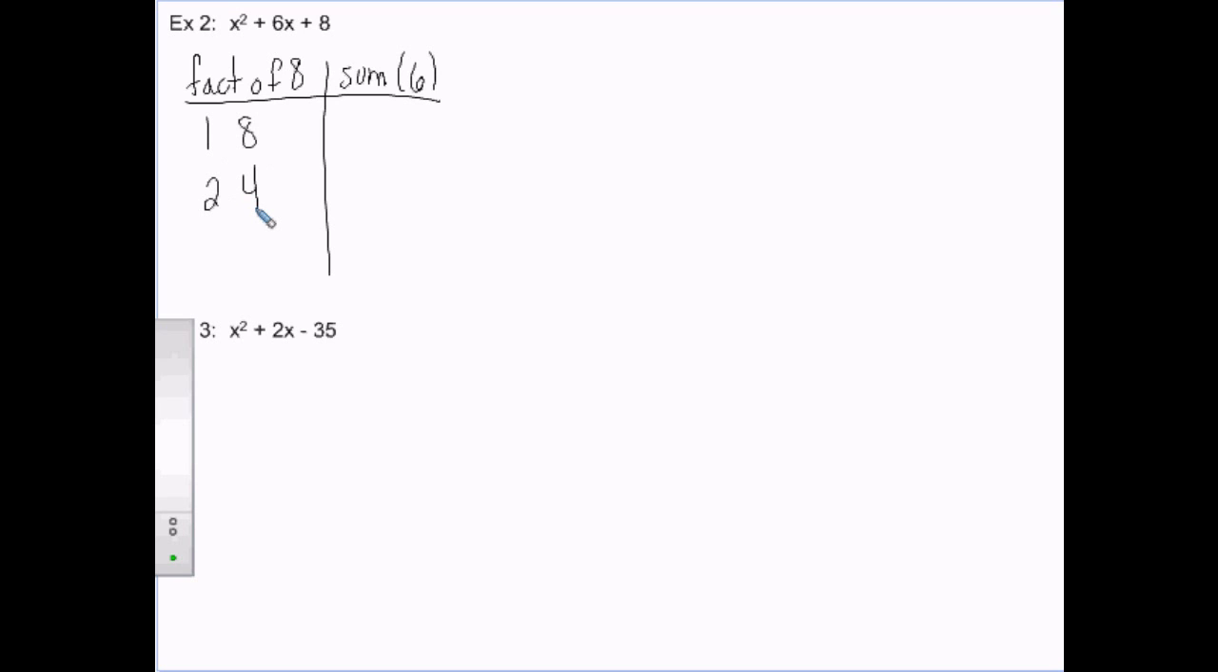Is this like plus 6x? Yeah, plus 6x. Sorry, it's a little small, isn't it? x squared plus 6x plus 8. So if I look at 8, I've got 1 and 8 and 2 and 4. If I add these together, I get 9. If I add these together, I get 6. We have a winner.